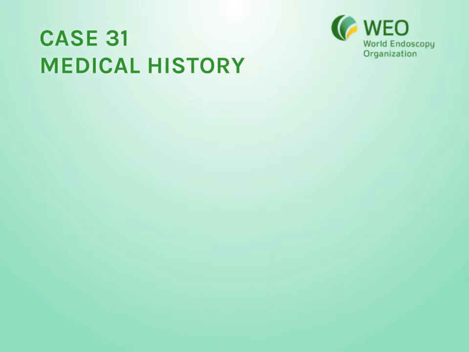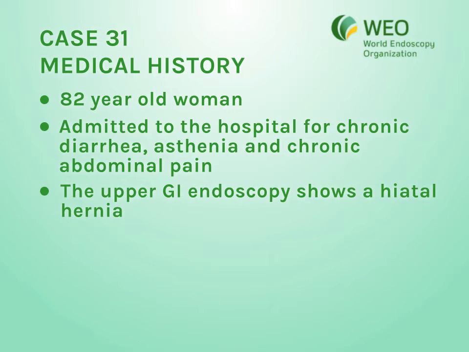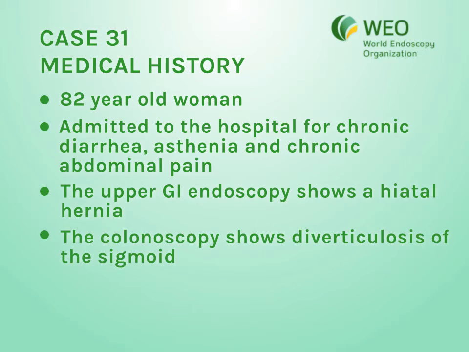This clinical case deals with an 82-year-old woman who was admitted to hospital suffering from chronic diarrhea, asthenia, and chronic abdominal pain. The upper GI endoscopy shows a hiatal hernia. The colonoscopy shows diverticulosis of the sigmoid.